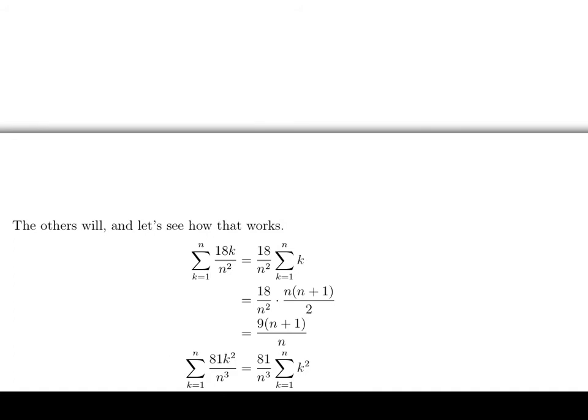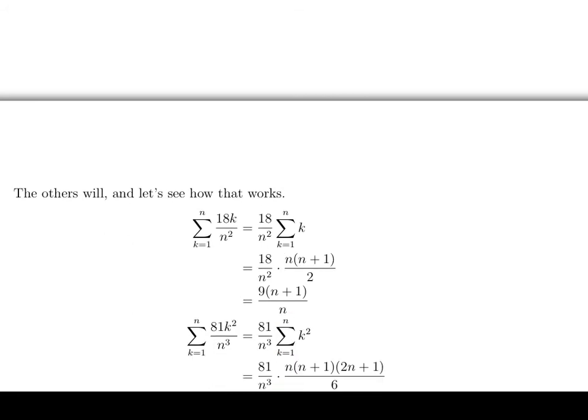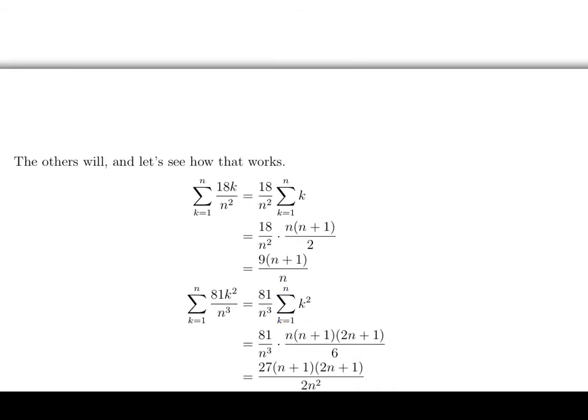Okay, so the third term looks like this, and we'll do a similar thing. Pull out the 81 over n cubed because that has nothing to do with the k. And now we'll use a summation formula to evaluate this. All right, so the formula for the sum of k squared looks like n times n plus 1 times 2n plus 1 all over 6. That's the second of those formulas that I had given you. A little bit of cancellation, and we're left with this.